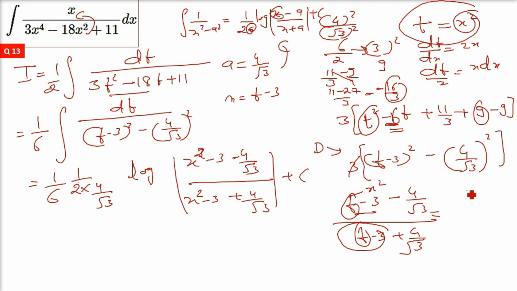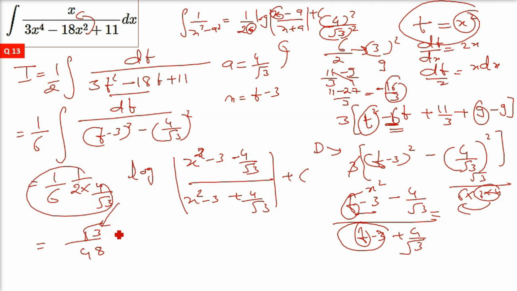Let me change the first thing. 6 into 2 into 4 by root 3. Root 3 will go up. This will be 4 into 8, 6 8 is 48. Root 3 by 48 it will come. So the final answer will be root 3 by 48 times this content, and then same thing, log plus constant of integration.